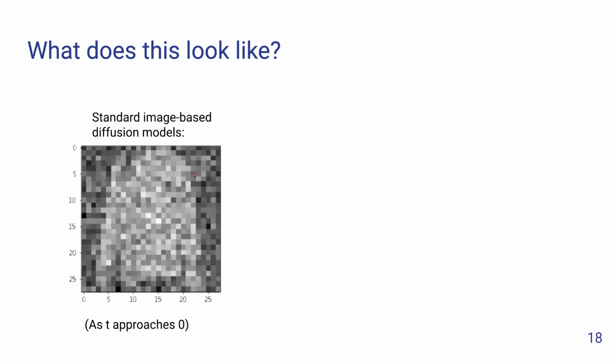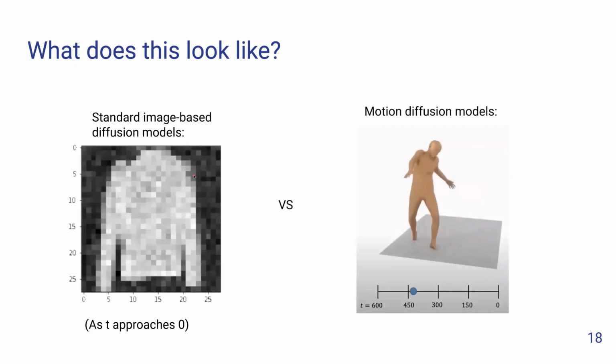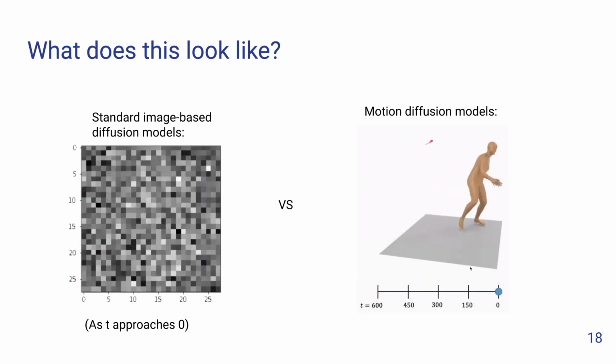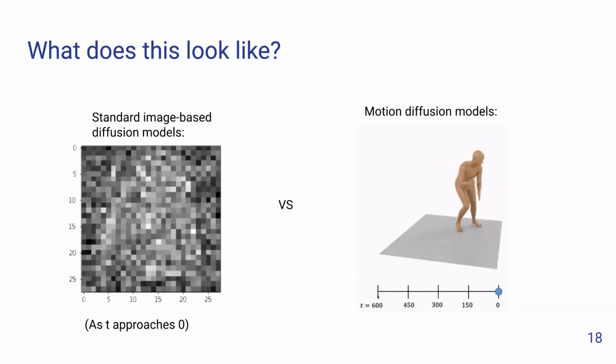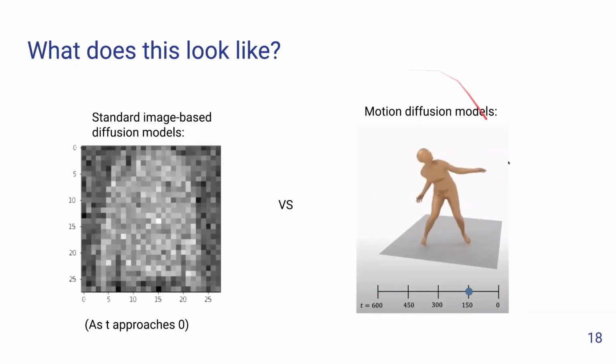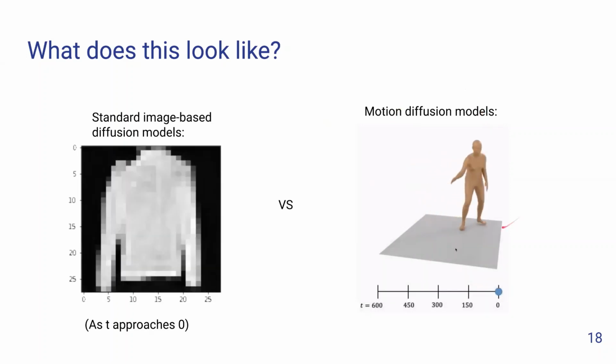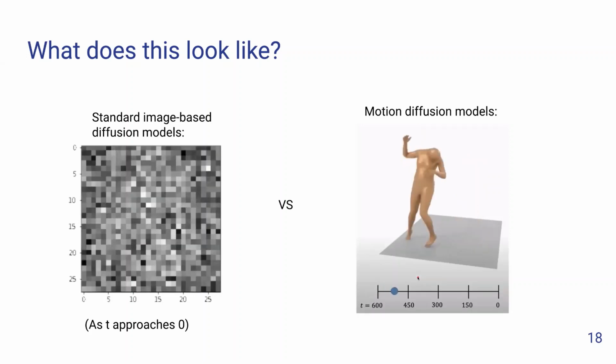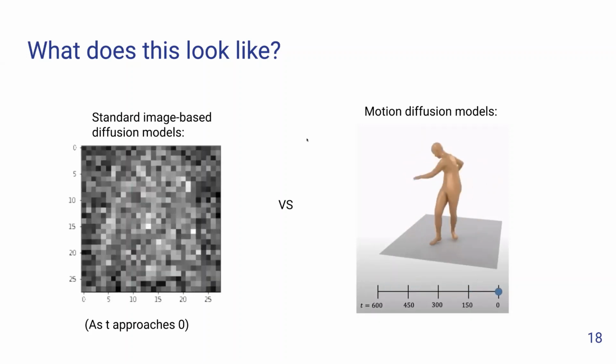Now, what does this look like for motion diffusion models? Well, as our t approaches 0, we actually get the cleaner motion, but when it's really high, around 600, it's a bunch of incoherent movements that don't mean anything. So the overarching idea here is similar, it's just the implementation and the representation is a lot different.